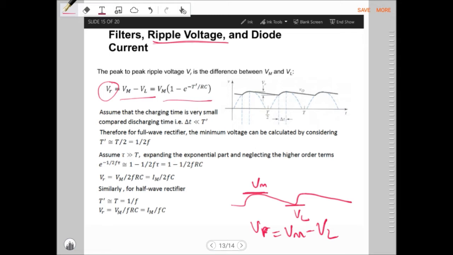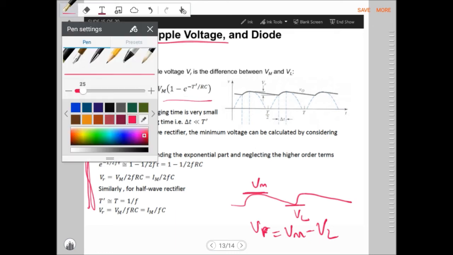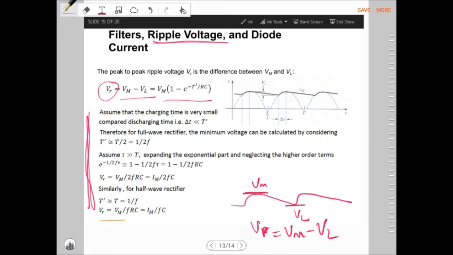Let's say we don't know the value of T prime and we want to make an estimation. Below here is the estimation method to calculate VR. In order to get this, we need to assume a few things to simplify. You can use this equation if you know T prime, capital T prime. But if you don't know, you may need to use this equation below. You can get this by doing some derivation.